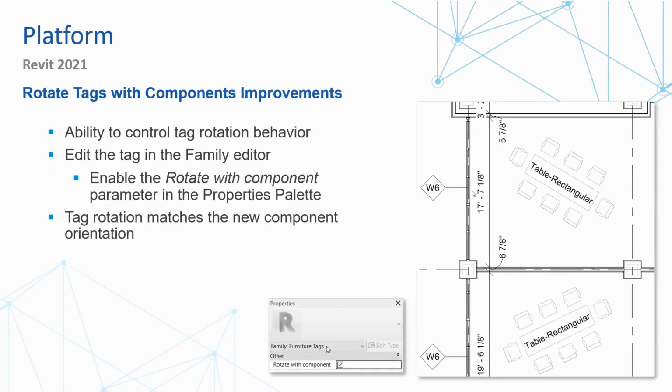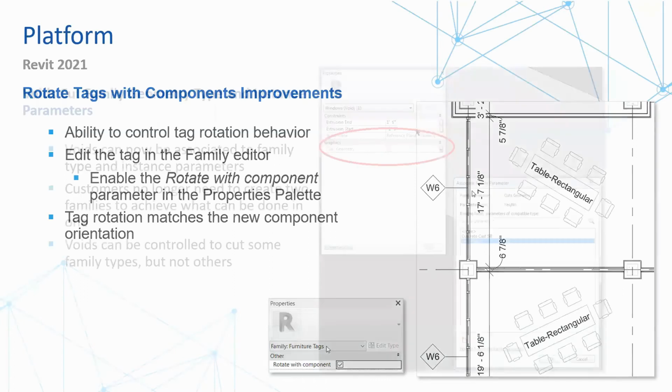Additional changes include the rotation of tags with your components. This has been improved, so we now have the ability to control tag rotation behavior within the Revit project. The way we go about doing this is we have to edit the tag in the family editor, and we need to make sure that we enable the Rotate with Component parameter. Once this is done, you can then bring the tag into the project and rotate it according to the component that you are tagging.